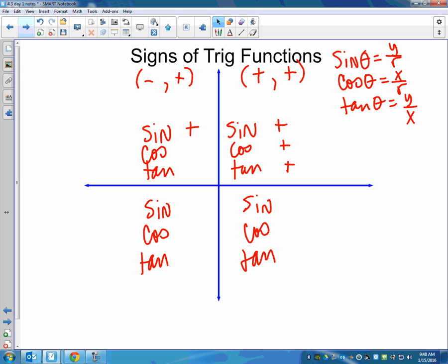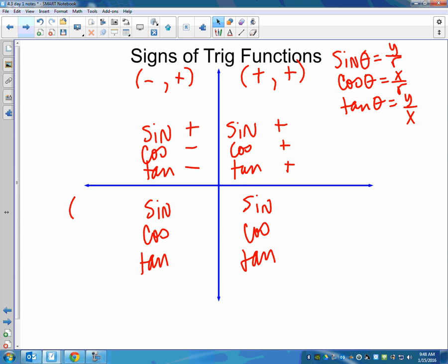Like our example we just did, it's negative now, because if x is negative, then x over r is always going to be negative. And what about tangent? Y over x. If one's positive and one's negative, it's also going to be negative.